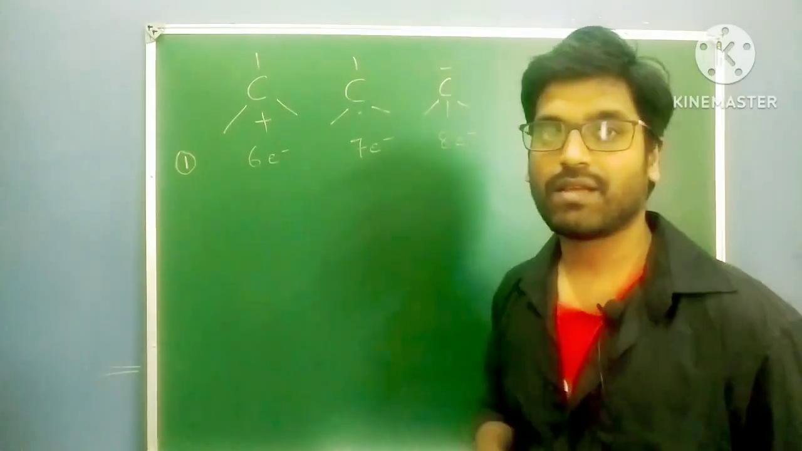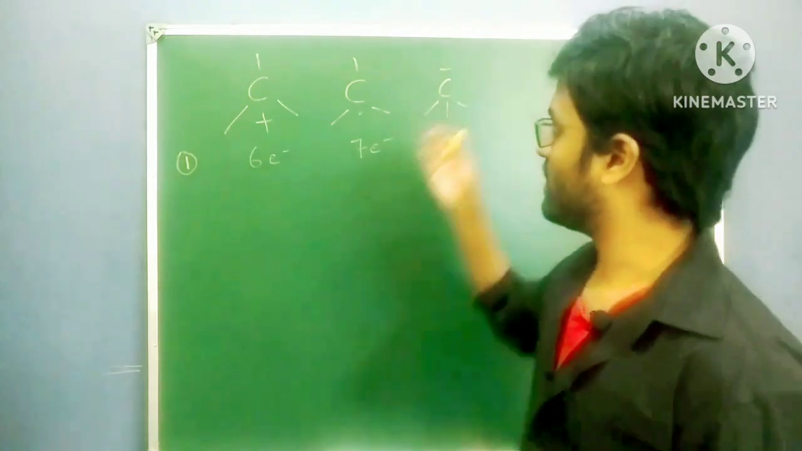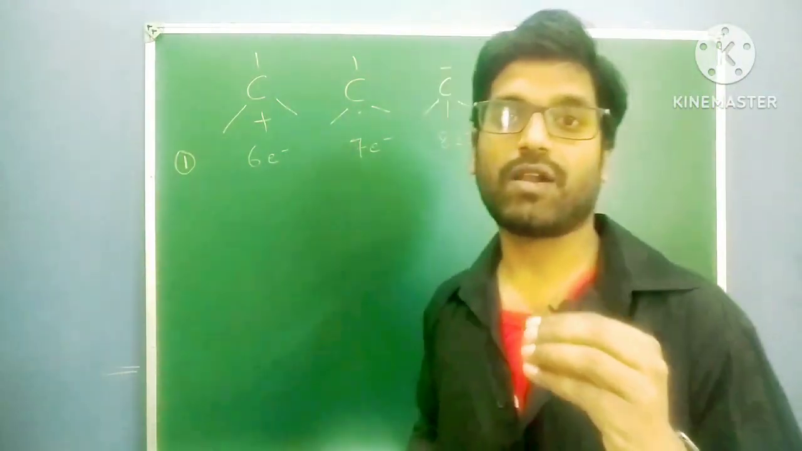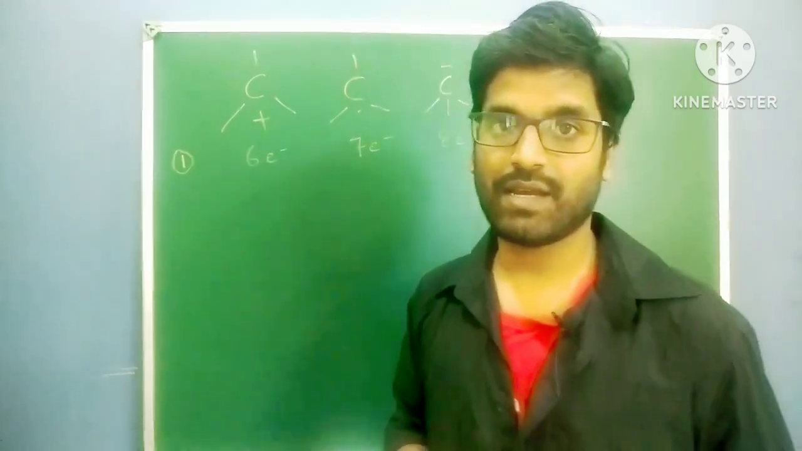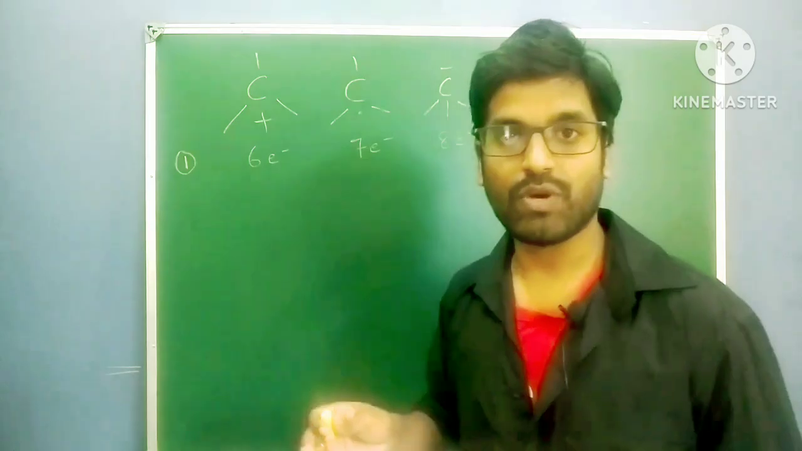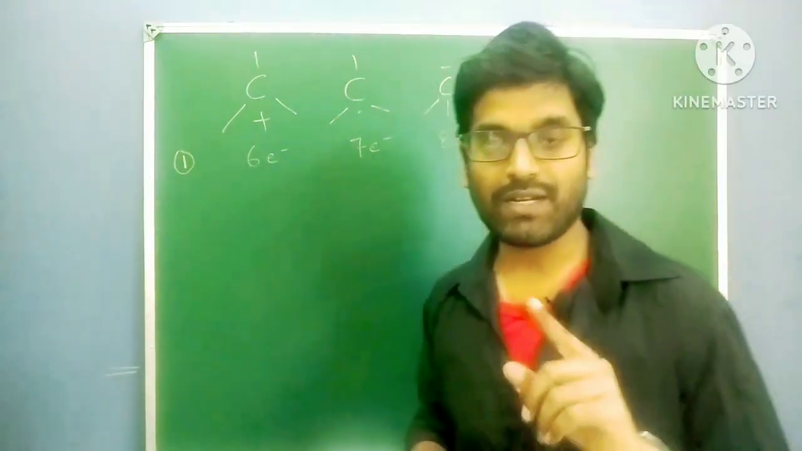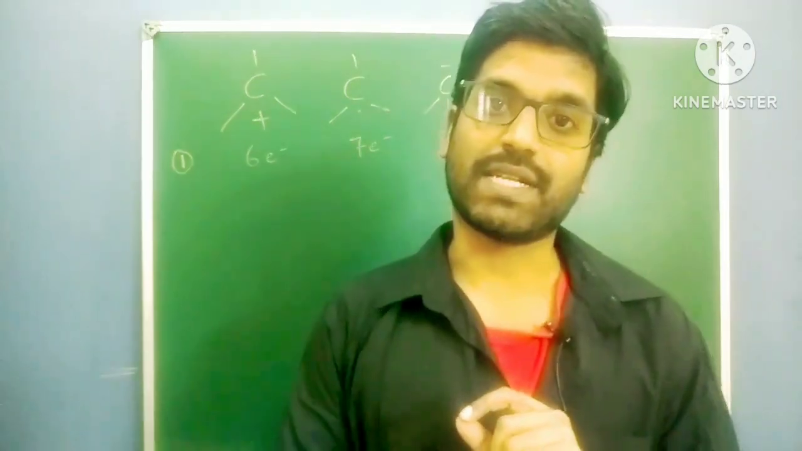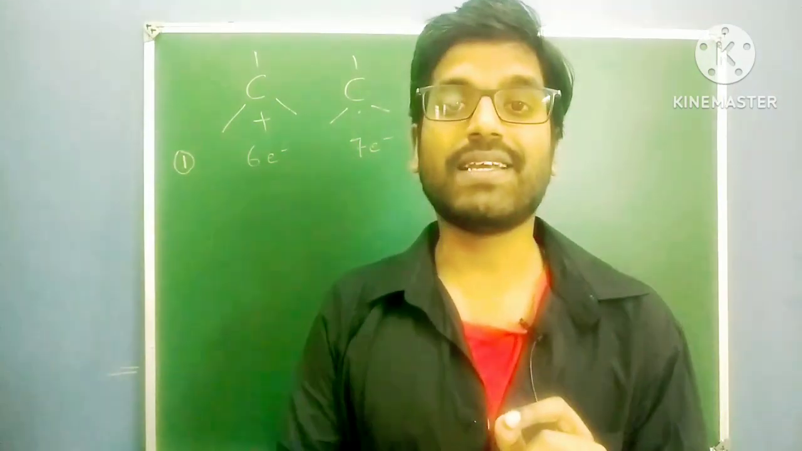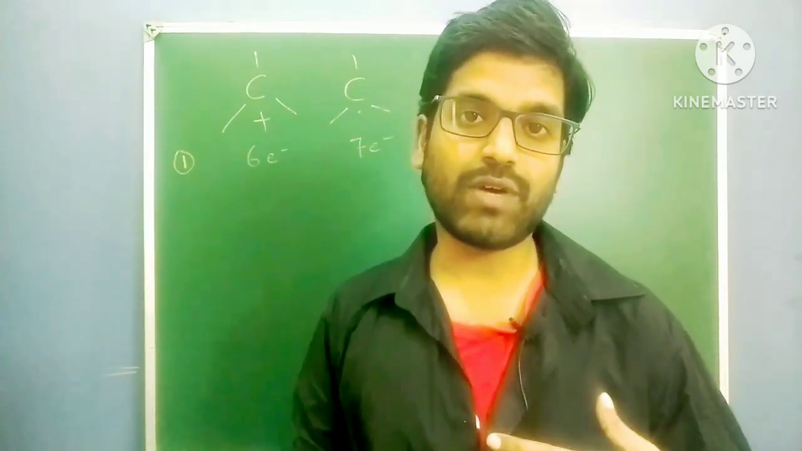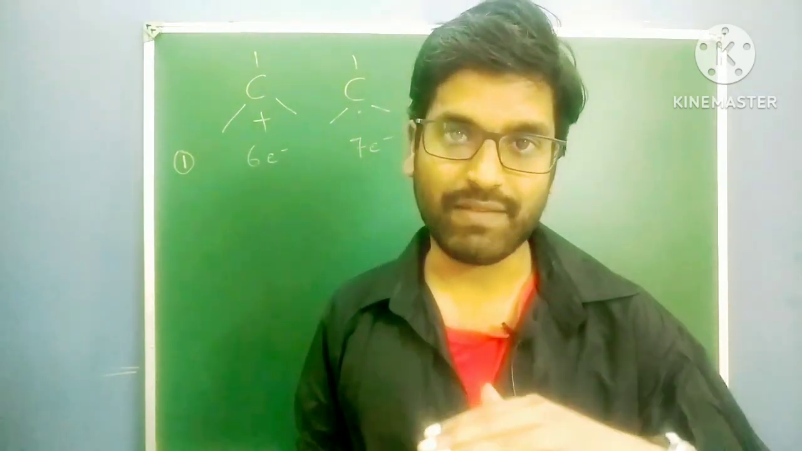And here 8 electrons. But why is this unstable? Charged species, second rule of the previous video. Neutral molecules are always more stable than charged ones. Even though it has 8 electrons, it has a charge, so it is also unstable. So the conclusion is, reactive intermediates are unstable. That's why we are calling them reactive intermediates. Reactive means they are reactive. So whenever your reactivity is more, your stability will decrease.